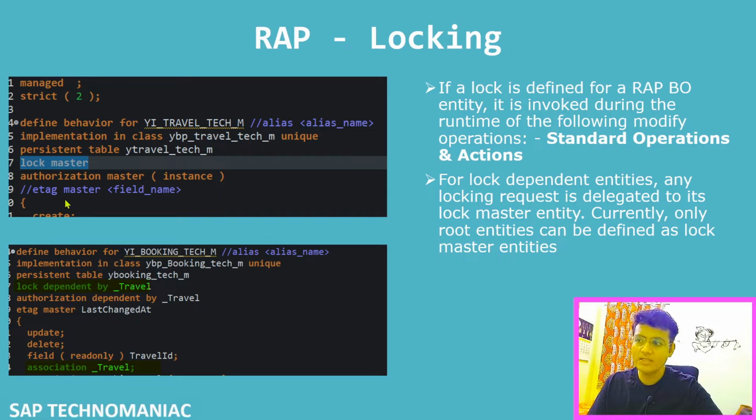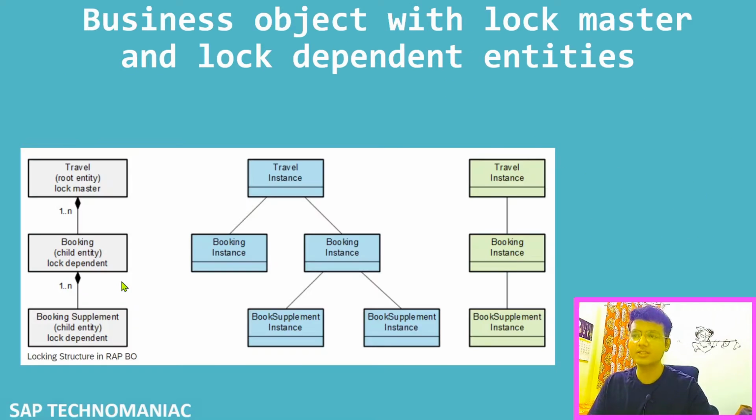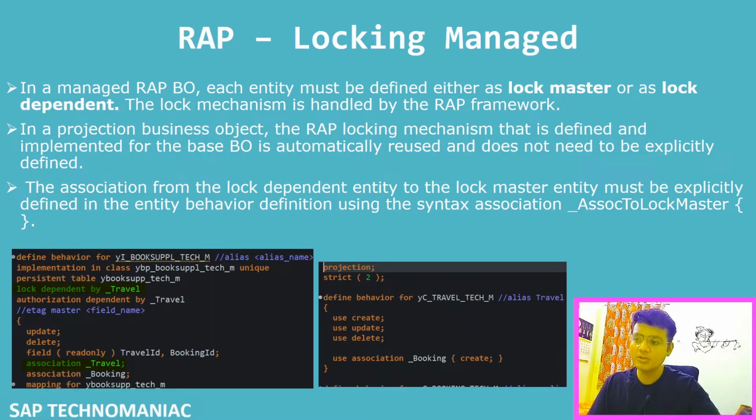You can see lock master will be defined as your root entity, and other entities automatically defined by the lock dependent by this particular travel. We will discuss these things, don't worry, but this will happen automatically, whether this code will be generated. If it is not generated, then you have to create lock master and lock dependent by two things. You have to create root entity, you have to create the lock master.